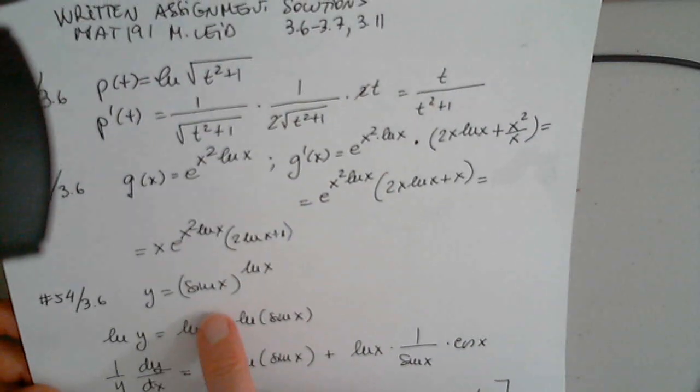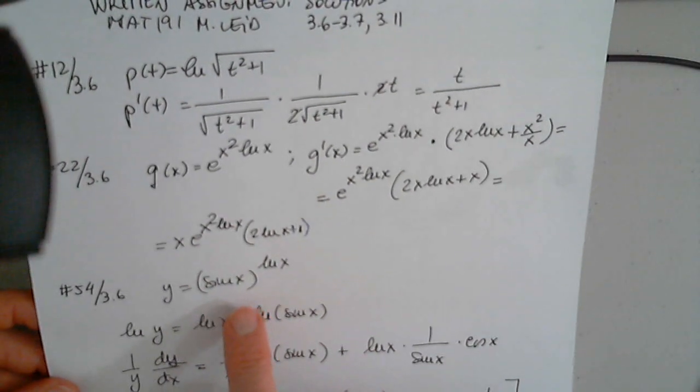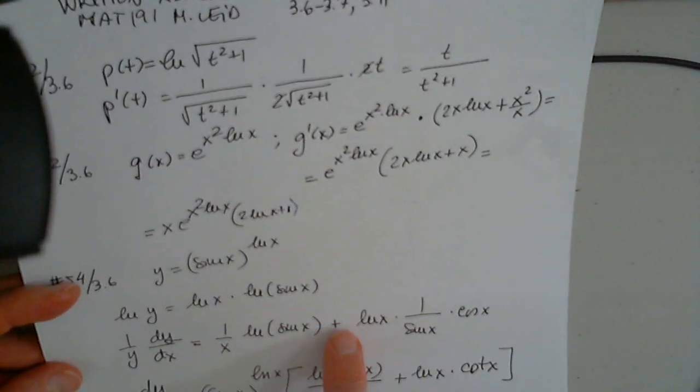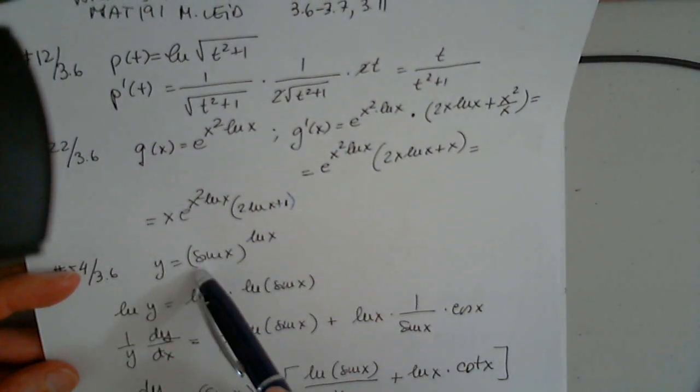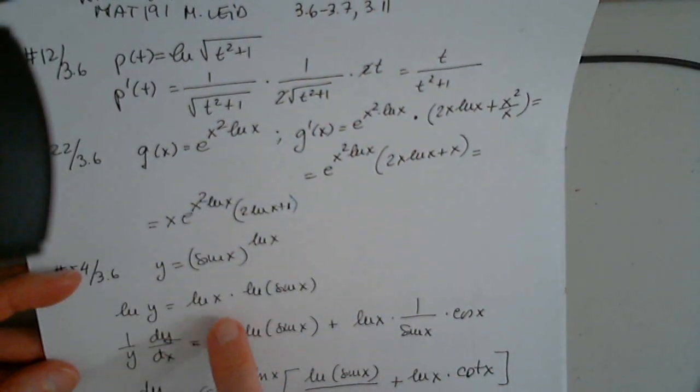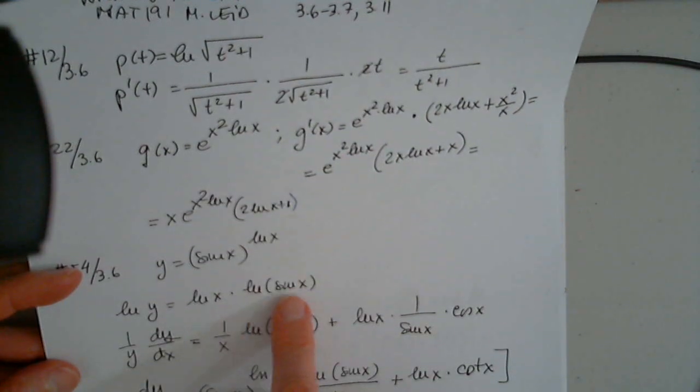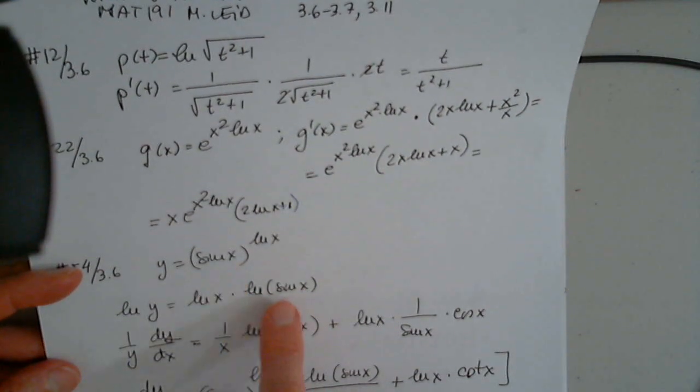This is a typical function in which we do not have a differentiation rule. We have to apply natural log to both sides. So when I apply natural log to this side, natural log comes in front as a factor in front of natural log of sine x.